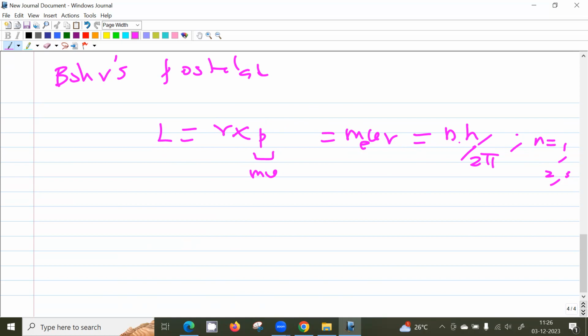So this puts a restriction on r, because m is the mass of the electron and v is the velocity of the electron in the orbit, and n can have integer values. So for n equal to 1, r will be some value, next will be n equal to 2. So r will jump to the value corresponding to n equal to 2. In between, there won't be any values of r.